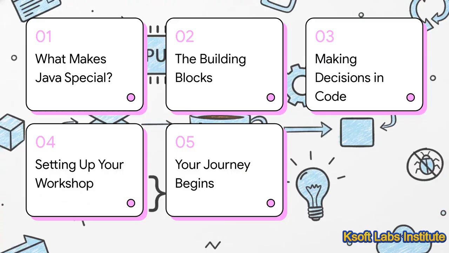So here's our game plan for today. We're going to start with what I like to call Java's secret sauce. What makes it so incredibly popular and resilient? Then we'll roll up our sleeves and get into the absolute fundamentals, variables, and data. After that, we'll see how to make our programs a little bit smarter by teaching them how to make decisions. And finally, and this is a big one, I'll walk you through setting up your own programming environment, your digital workshop, if you will, so you can start coding immediately.